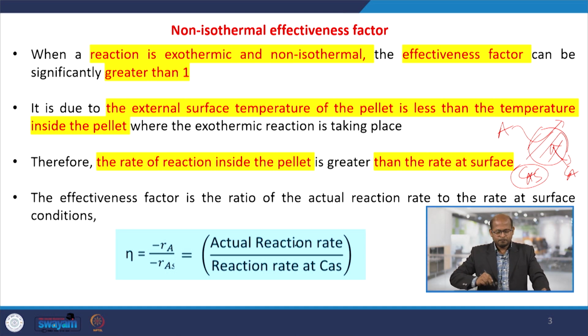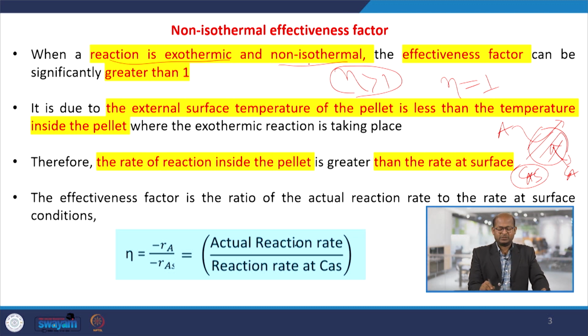Therefore, the effectiveness factor maximum may be 1, but in some cases it may also be greater than 1. This happens when the reaction is exothermic and non-isothermal. When the reaction is exothermic, the inside of the pores has higher concentrations and higher temperature formation due to the high rate of reaction. If you are not able to make it isothermal when the reaction is there, then more heat would be there inside the pores than outside. Therefore, the effectiveness factor may sometimes be greater than 1.